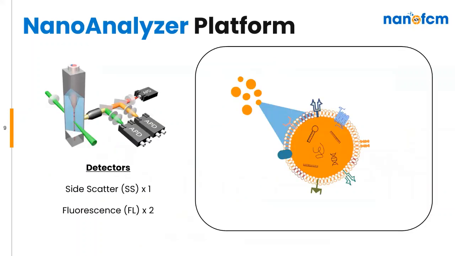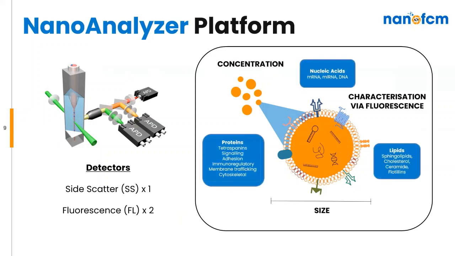So with one side scatter detector and two fluorescent detectors, the NanoAnalyzer can perform label-free analysis to provide size and concentration measurements of individual particles, and fluorescent labeling is also possible. Working with fluorescence can be very flexible, with both single and dual staining of external proteins, lipids, and nucleic acids possible. And this really allows individuals to identify and characterize EV subpopulations within their samples very easily.